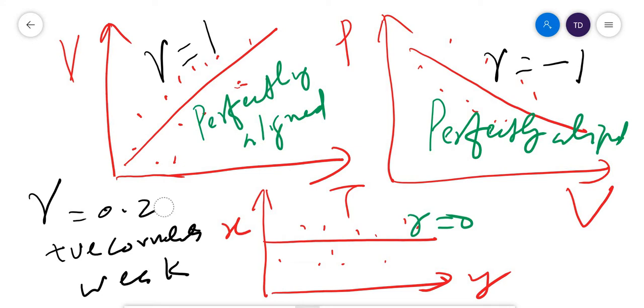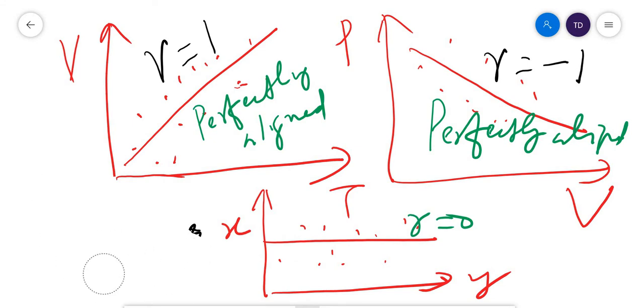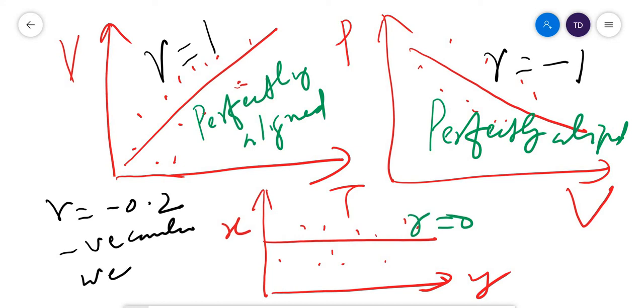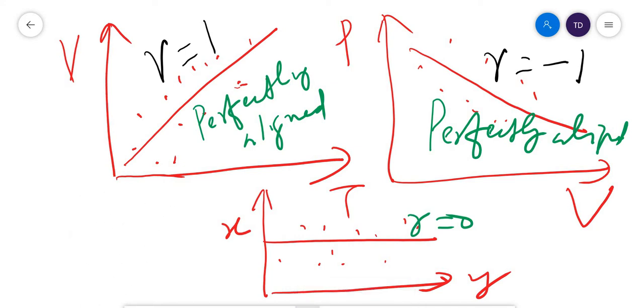If R is equal to -0.2, there is a negative correlation, and the relationship is weak. That is, R is equal to -0.2. That's the meaning. Now again, coming back to the formula for correlation coefficient.